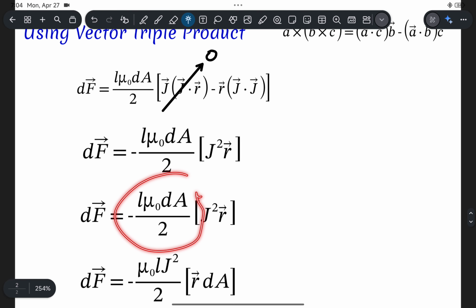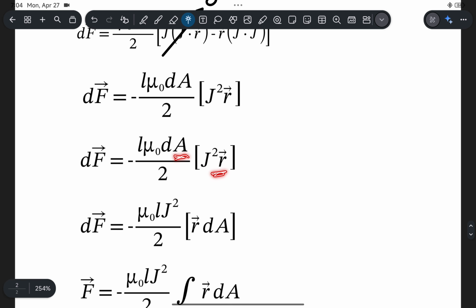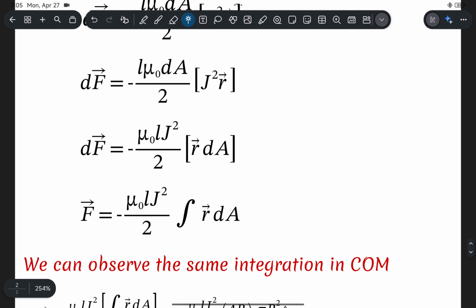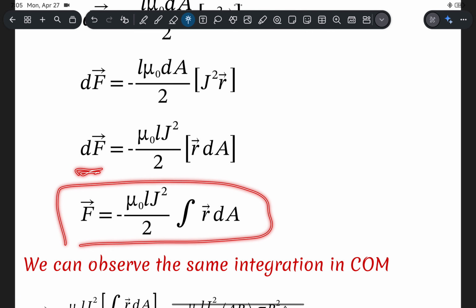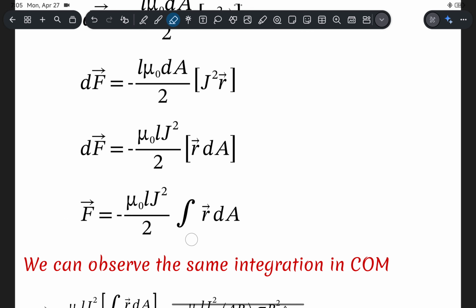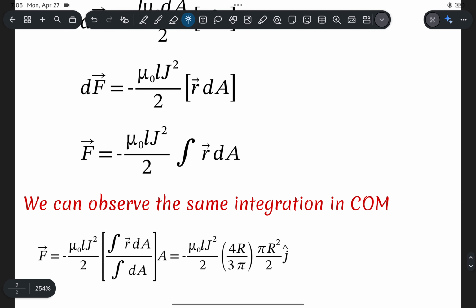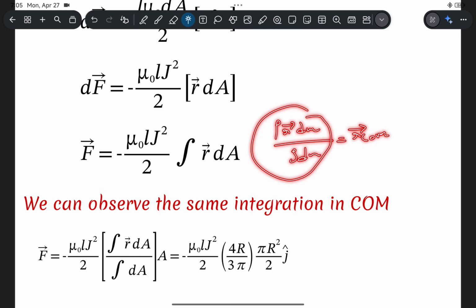Now all the constant terms I took outside. Even J square is a constant. So I wrote R bar and dA, which are the two variables. To get the total force, I'm going to integrate this. If I integrate, you can clearly see we got integral of R bar dA, which is exactly the same thing that we get in center of mass. If you remember, you write integration of R bar dm by integration of dm is equal to the position of center of mass. And here if you observe, this m can be written as sigma dA. This also is sigma dA. If you take a uniform sheet, sigma gets cancelled, and you will be doing the same integration.